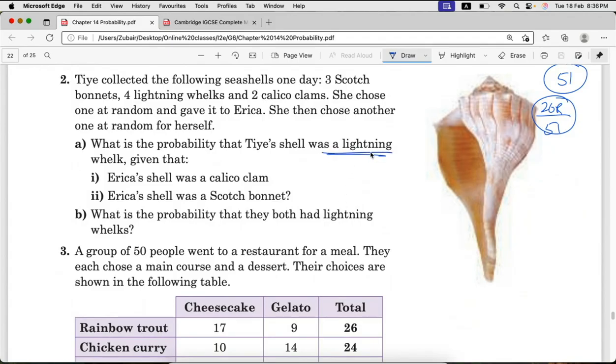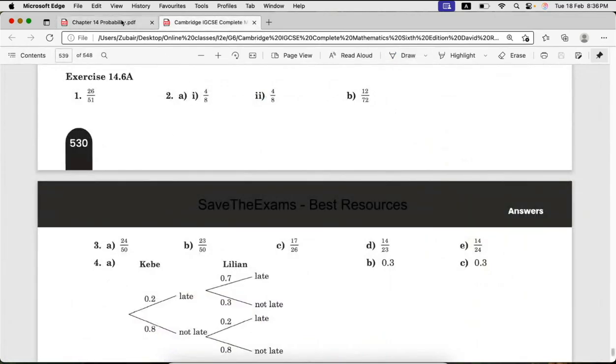Okay, so she's selecting lightning and she gave a calico to Erica. There were 3, 4, and 2, so the total is 9. If she's selecting lightning, it's 4 out of 8, because she's already given one calico away and the total remains 8. Let me check that at this stage. Calico given, 4 by 8. Correct.